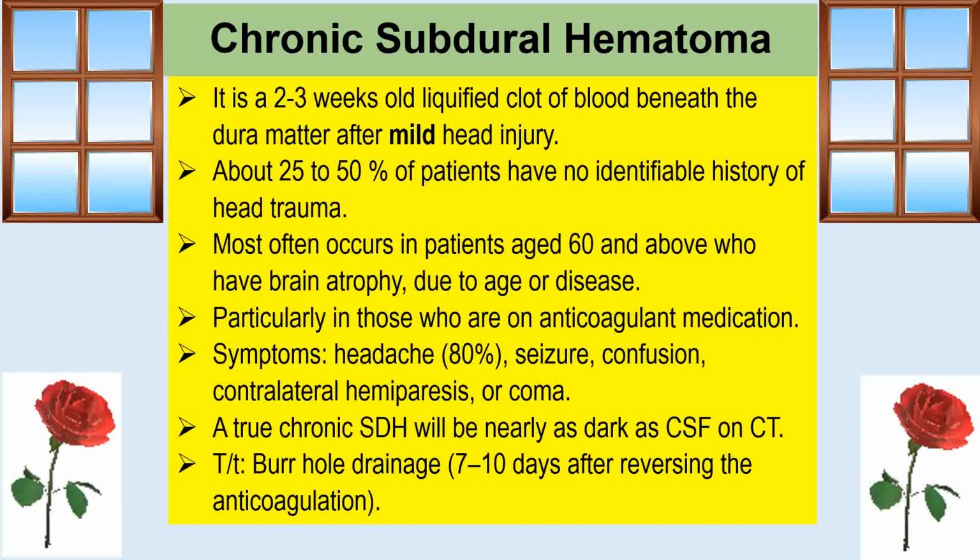After a mild head injury, if a symptom-free patient becomes symptomatic, this phenomenon is referred to as an acute on chronic subdural hematoma. Acute hematomas are bright white or hyperdense on CT scan for approximately 3 days, after which they may fade to become isodense with the brain and then hypodense after 2 to 3 weeks. A true chronic subdural hematoma may be nearly as dark as CSF on CT scan.